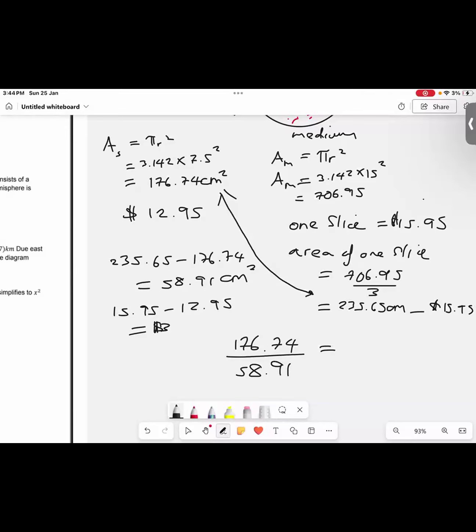3. Exactly 3? 3.00-something? So basically 3. Yes, so basically 3.